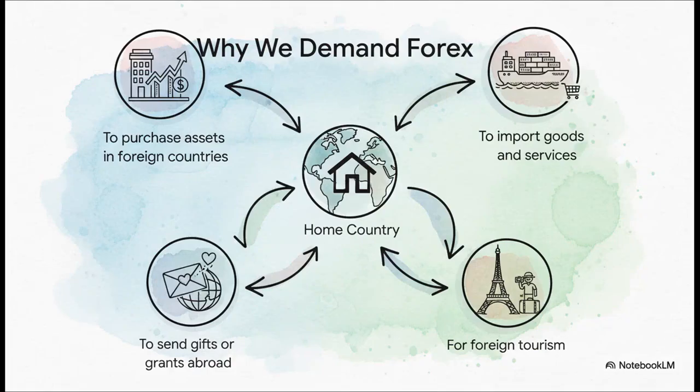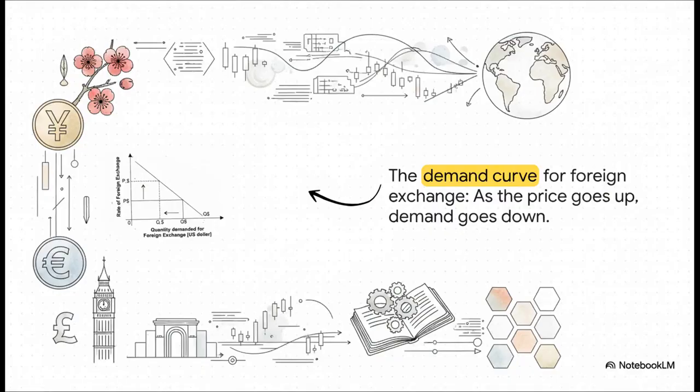You're totally on the right track. The demand for foreign currency comes from all kinds of places. We need it to pay for things we import, right? And when we travel to other countries as tourists, we need their money. Same goes for sending money to family overseas, or even for bigger things like buying property or stocks in another country. And this graph shows us exactly how that demand works.